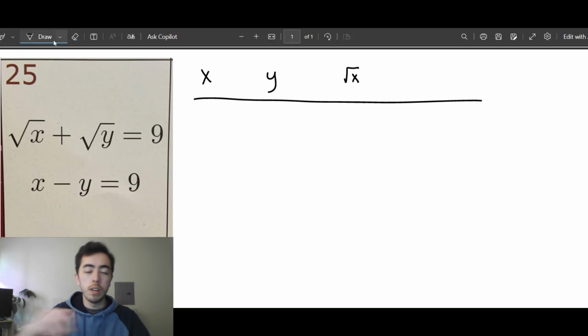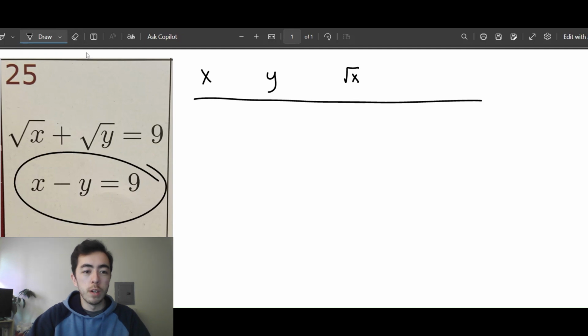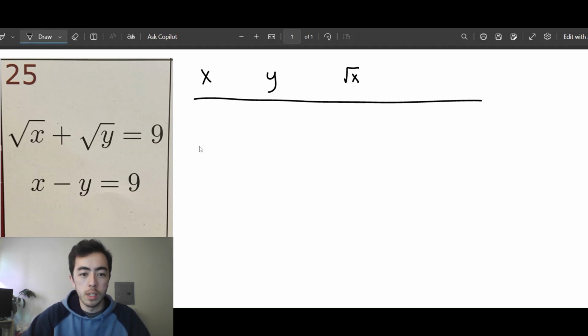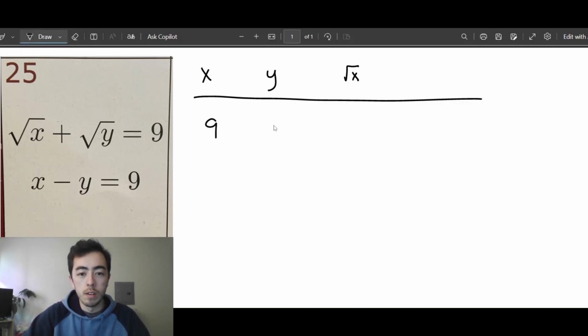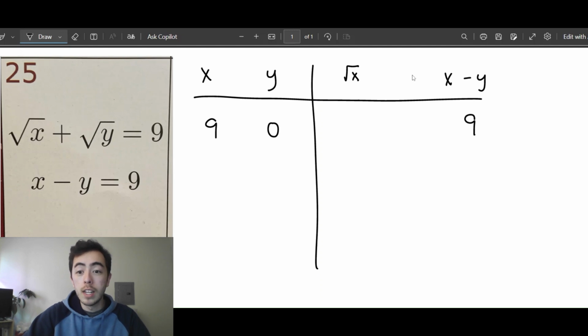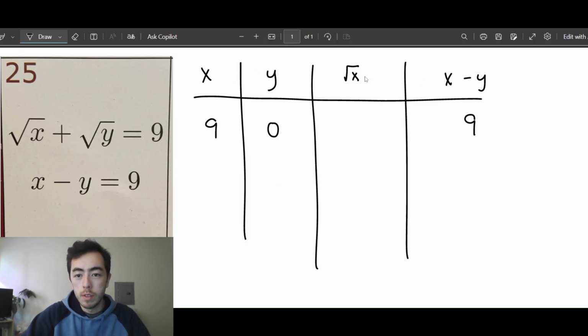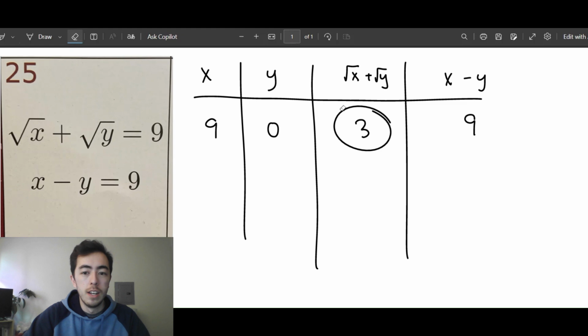So I can generate a few pairs of x and y that follow this rule and are still non-negative. The first one that comes to mind is 9 and 0, right? Because 9 minus 0 is still 9. They're both non-negative, so I can square root them both. Although when I do root 9 plus root 0, that's 3 plus 0, or just 3. And so this number isn't yet at 9.